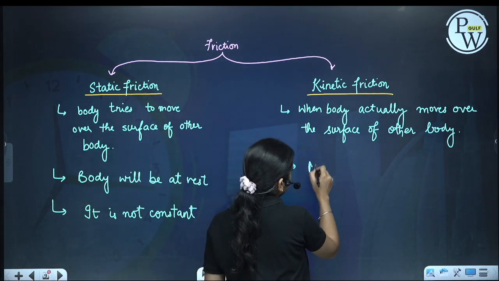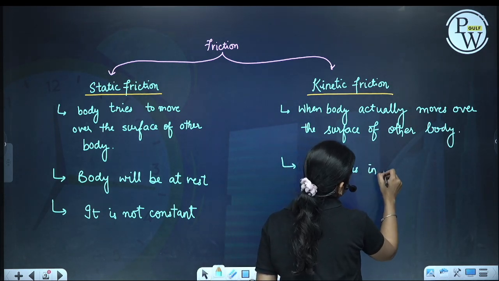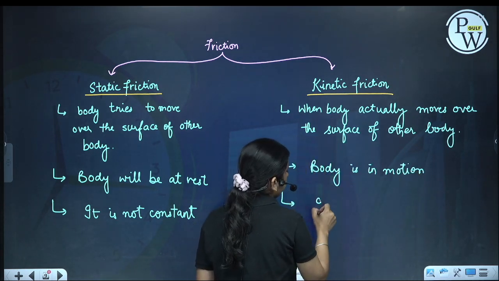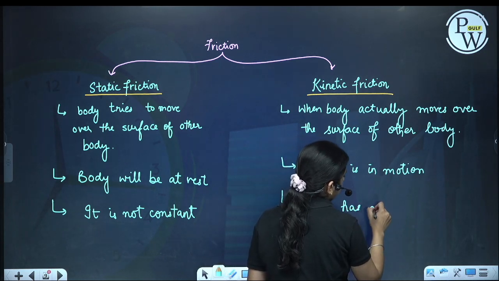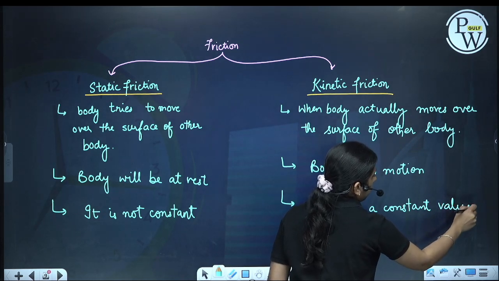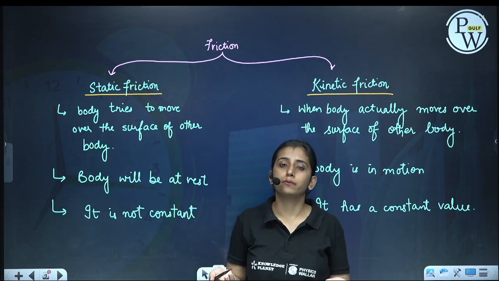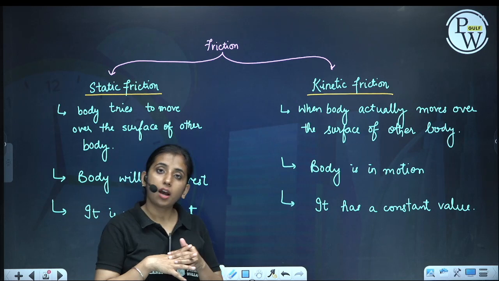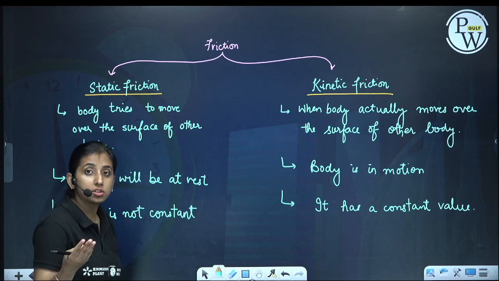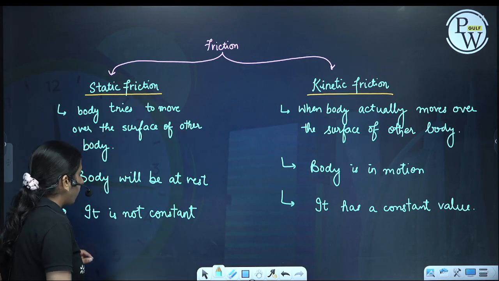And in kinetic friction, the body is in motion and it has a constant value. Why does it have a constant value? Because now the surfaces are exerting an average frictional force. It doesn't have enough time to form strong bondings. There is interlocking between the two surfaces, so there is a friction, but on average it has a constant value.